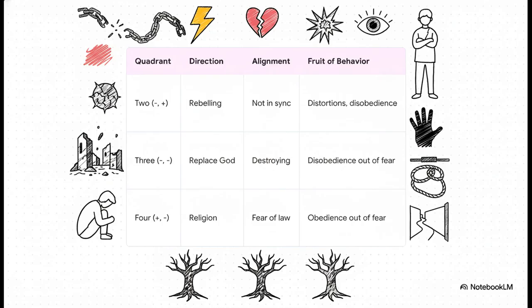This table sums it all up really well. You've got Quadrant 2, the rebel, whose actions get distorted. You have Quadrant 4, where fear creates this rigid, joyless life. And then Quadrant 3, where that nasty combo of being misaligned and internally fearful just breeds this really destructive worldview. And according to this framework, all 3 of these paths, in their own unique ways, are considered unfruitful.